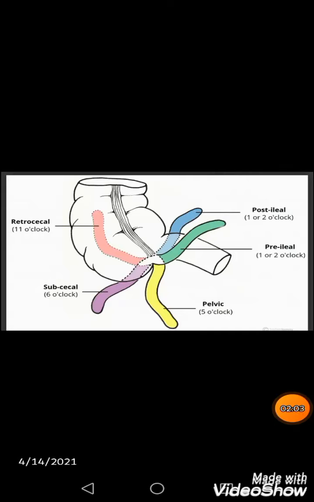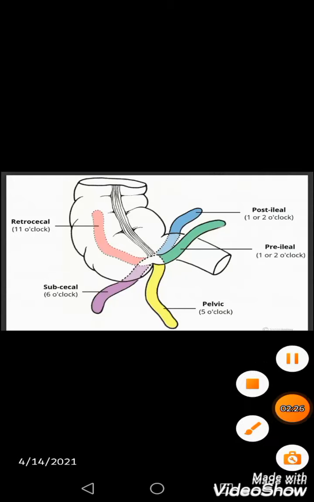These positions are important clinically. Why? Because it's very important when the surgeon opens the abdomen in case of appendicectomy, so he may not forget if he finds this appendix in any of these positions. So if you have got a sound knowledge of anatomy, you will not miss this location.